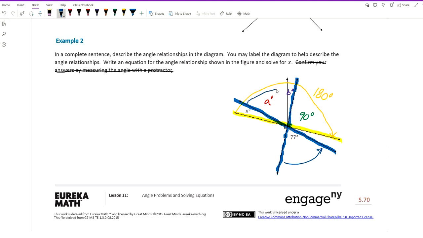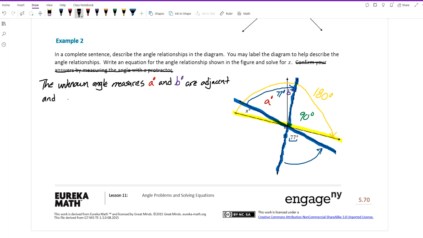So from here all the way over to here, not just A, not just B, but A and B together has the same angle measure as the opposite angle, which is 77 degrees. So I can mark 77 degrees, and that goes all the way from here over to here, including angles A and B. So angles A and B are next to each other, so we call those adjacent. For our first angle relationship, we'll write down that the unknown angles A and B are adjacent and vertically opposite the angle measure of 77 degrees.